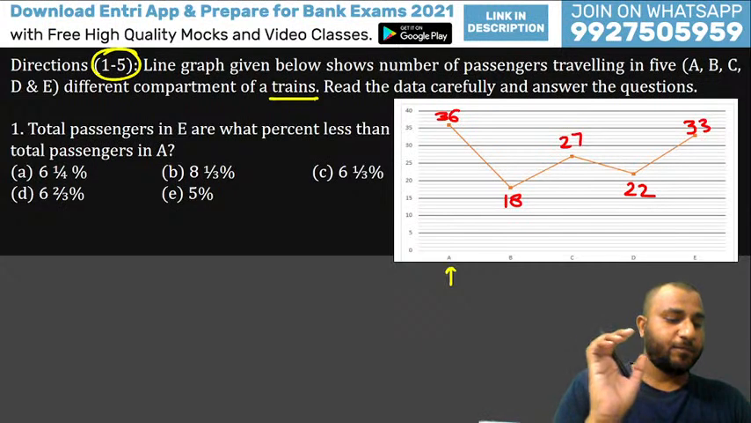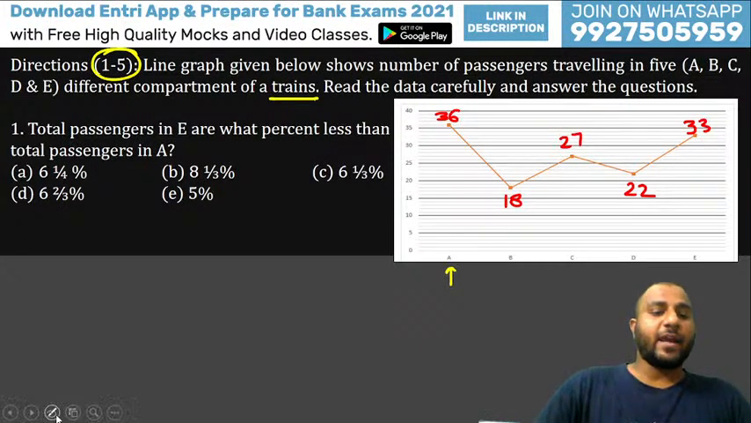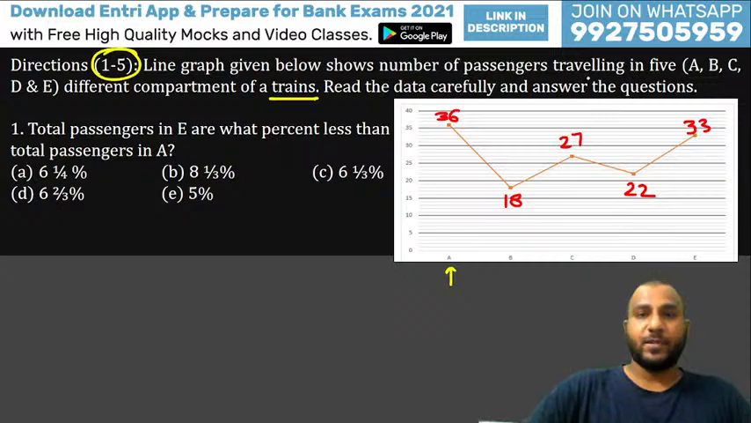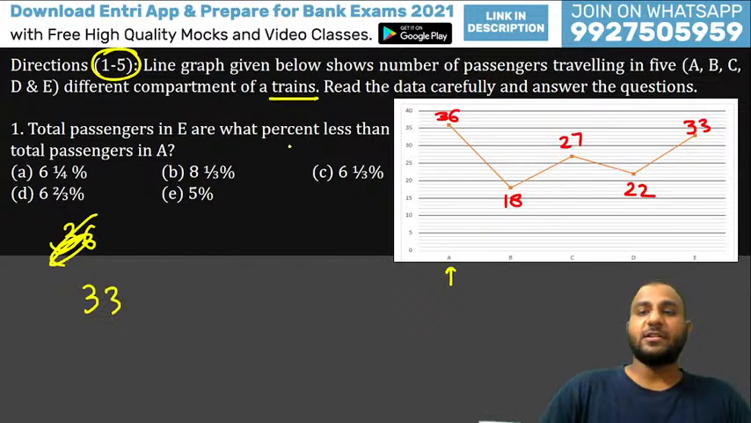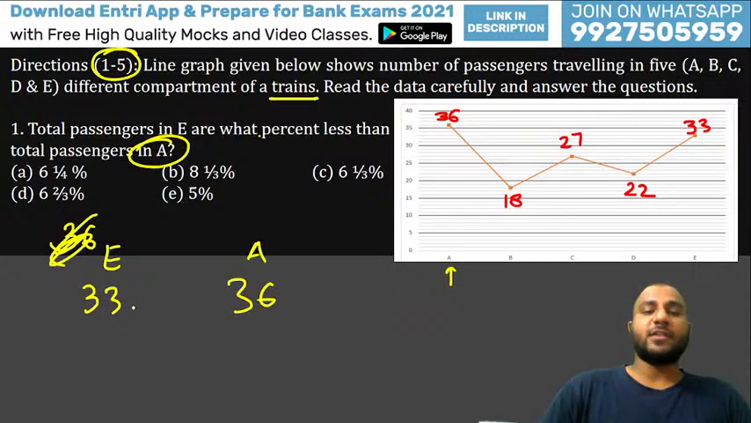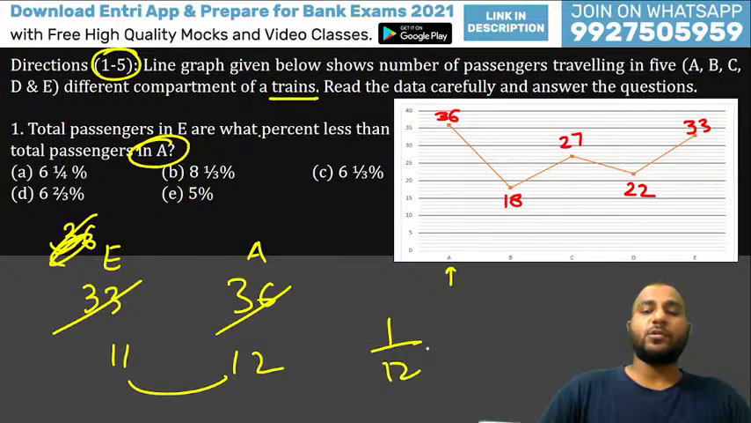Okay, very good. So they are asking to find the total passengers in E are what percent less than total passengers in A. So look at this. A has 36 passengers, while E has 33 passengers. Compared with A's 36, that is 11 versus 12, clearly one ratio less compared to 12, which means 8 whole 1 by 3% is the correct answer.